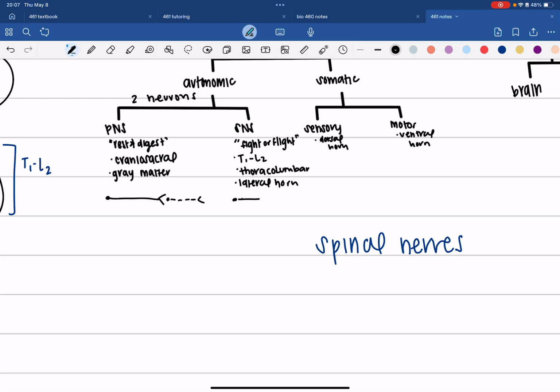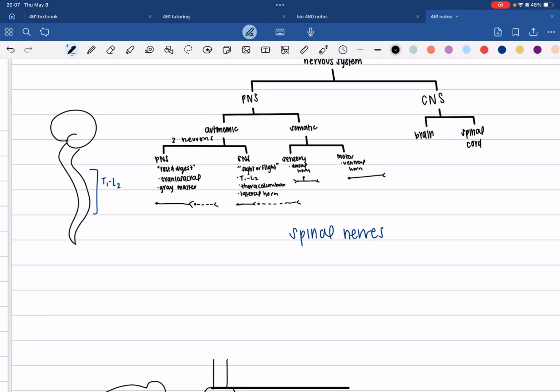Short pre, long unmyelinated post. Somatic and sensory, they're just going to have one of each. Our sensory is actually going to have a different type of neuron. That's going to be like a pseudo-unipolar, which is kind of cool. But then motor is just going to be one regular neuron, all myelinated.